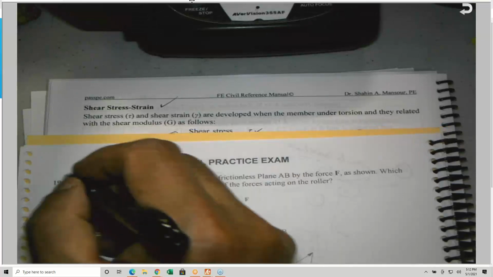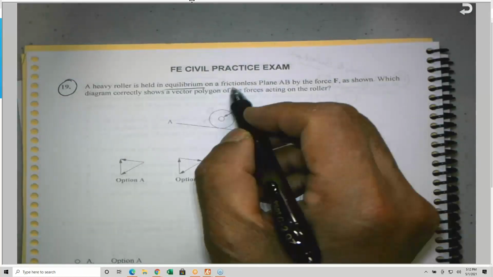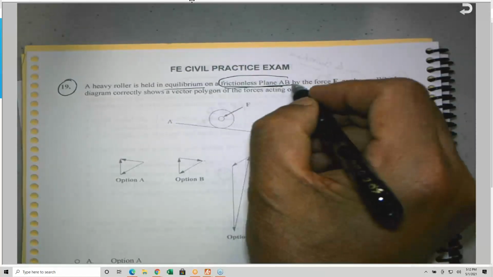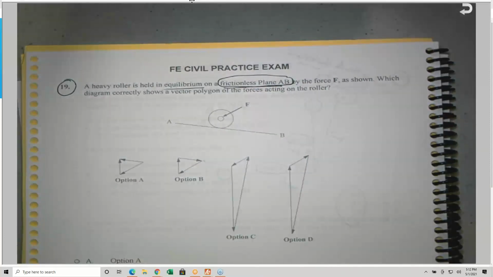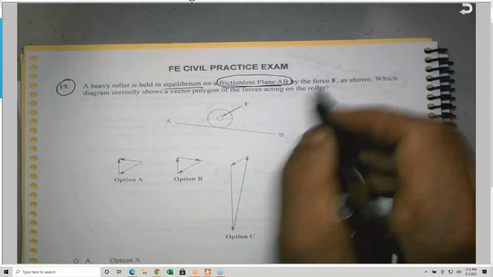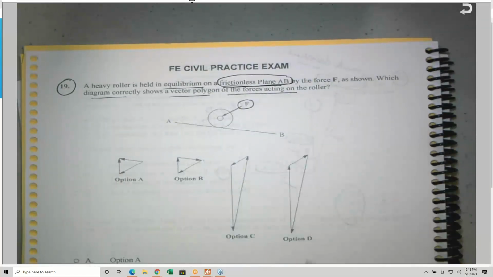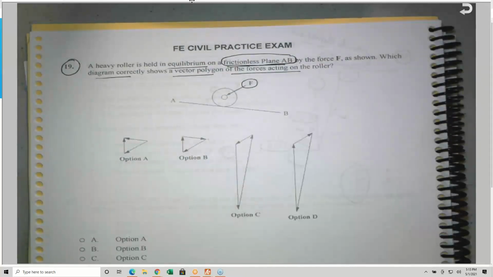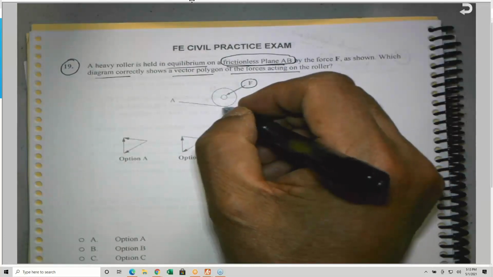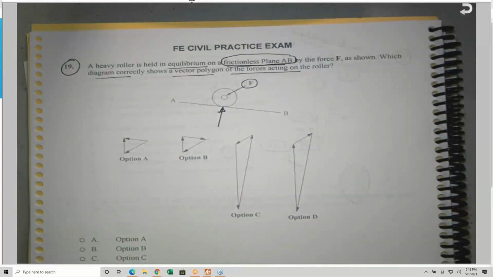Also, sometimes they give you something like problem number 19 of the NCEES. A heavy roller is held in equilibrium on a frictionless plane AB. So that means the friction force between the roller and this plane is ignored because it's frictionless. And this is the external force F. Which diagram correctly shows a vector polygon of the forces acting on the roller? So we have the force polygon. We have the external force F, and we have a reaction, which we'll call the normal force, okay?